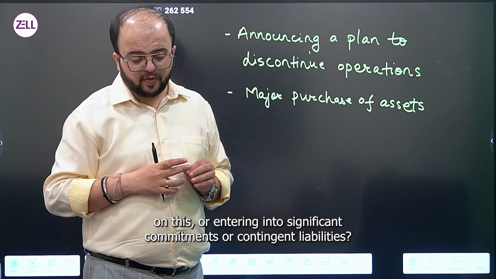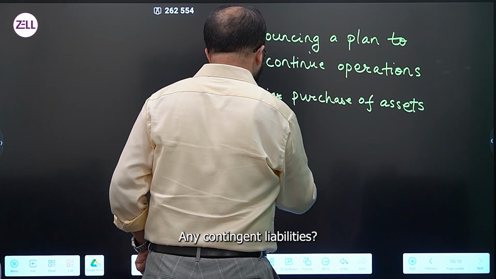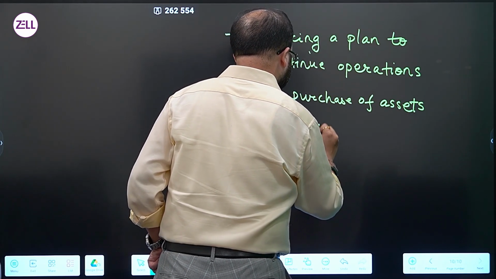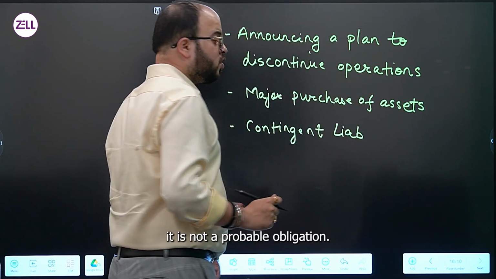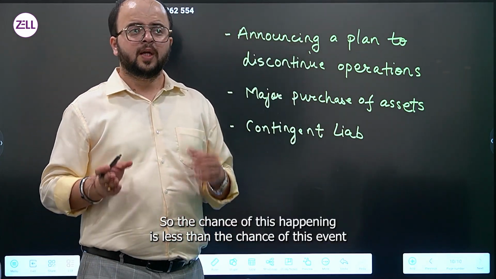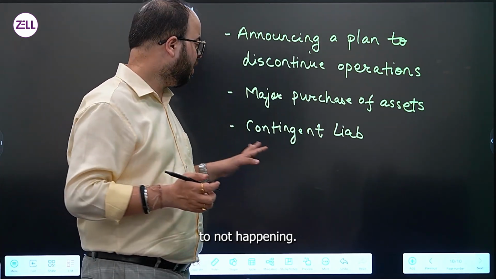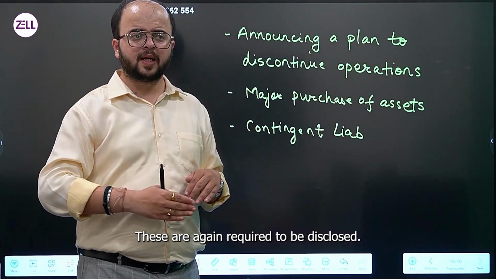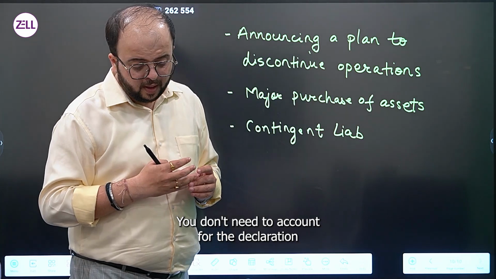Entering into significant commitments or contingent liabilities. Any contingent liabilities? Again, these are possible obligations. It is not a probable obligation. So the chance of this happening is less than the chance of this event not happening. So it will also go under a non-adjusting event. These are again required to be disclosed. You don't need to account for them.